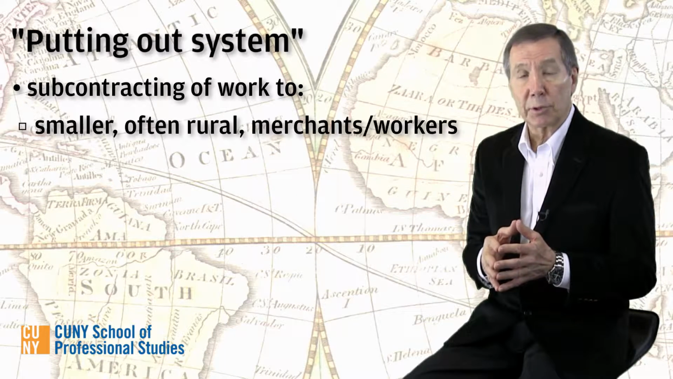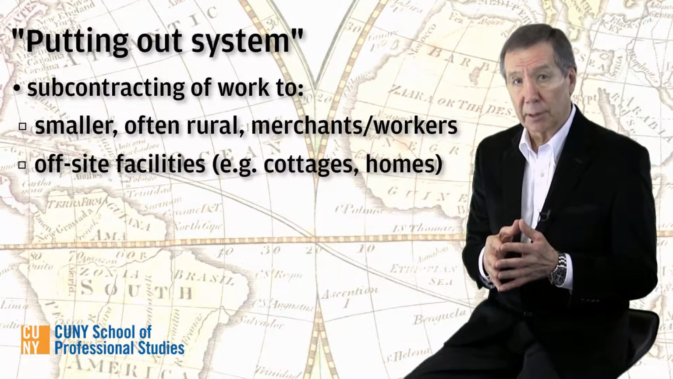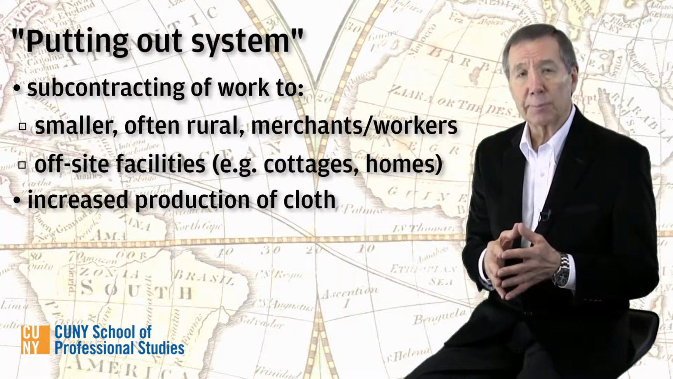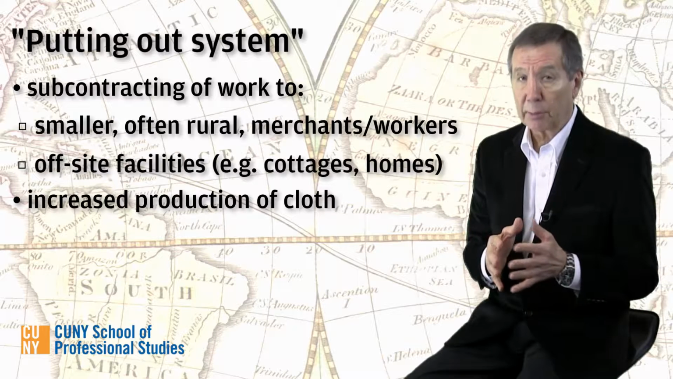The so-called putting out system is a good example of the inventiveness of commercial capitalism. Putting out was a way of subcontracting work to smaller merchants at off-site facilities, either in homes or production sites. It facilitated an increased production of cloth, especially woolens.